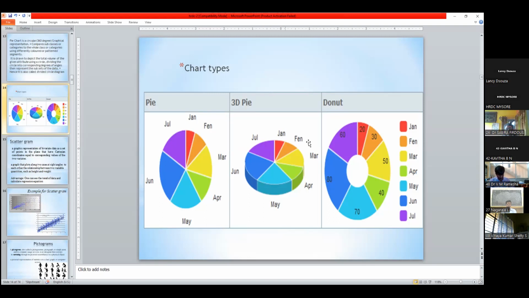This also represents which color is more dominant. For example, January is very low, whereas May is very high. All this will give us an idea, some trend regarding the data. So whether it is a simple pie, 3D pie, or donut, there are ways we can manage.